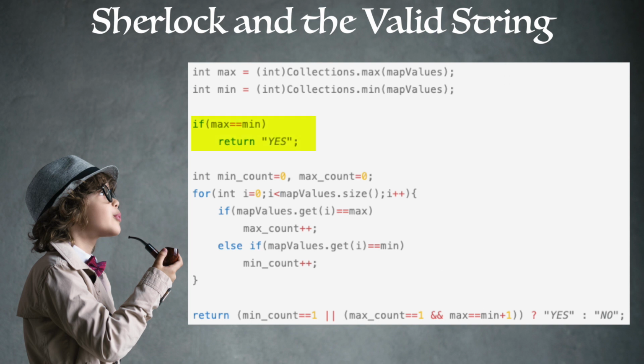If the values of min or max are the same, we have a valid string, and yes is returned to the caller. Otherwise, we count the number of min and max values contained within the array list, and store the counts in the variables, min_count and max_count. Finally, if the count of minimum values is equal to 1, or the maximum count equals 1, and the max value is equal to the minimum value plus 1, we have a valid string, and yes is returned to the caller. Otherwise, the string is not valid, and no is returned to the caller.